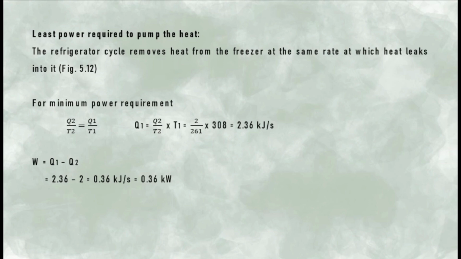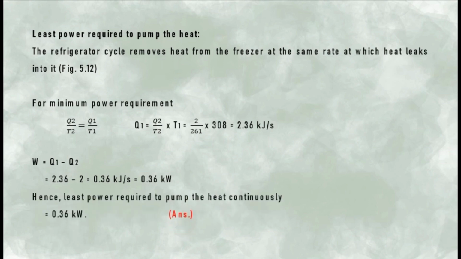Substituting, we have 2 over 261 times 308, we have 2.36 kilojoule per second. And for our work, we will just subtract the initial heat minus the final heat. We have 2.36 minus 2, we have 0.36 kilojoule per second or 0.36 kilowatt. Hence, least power required to pump the heat continuously is 0.36 kilowatt.